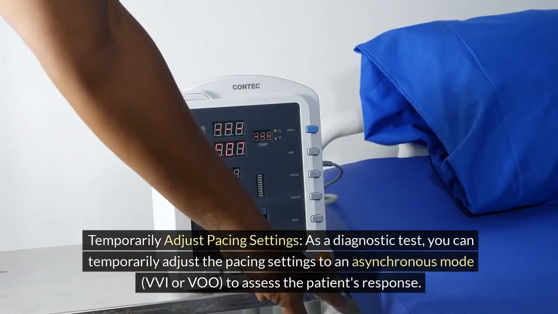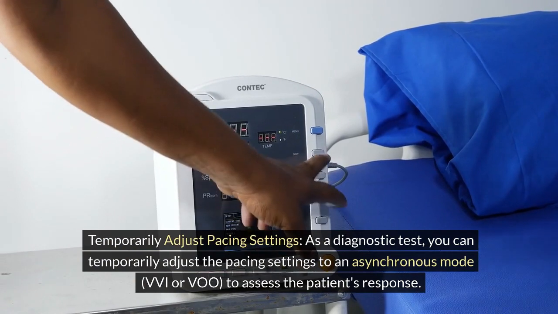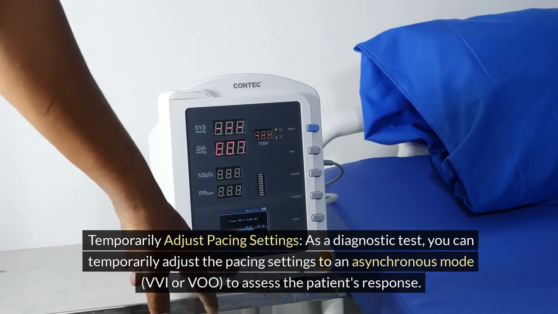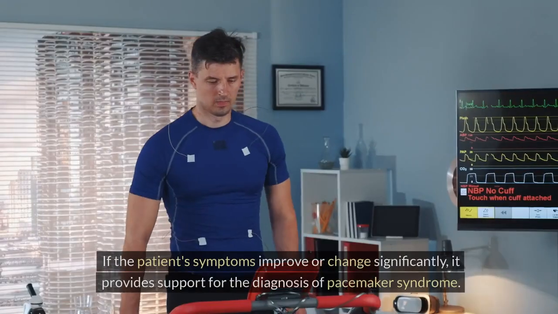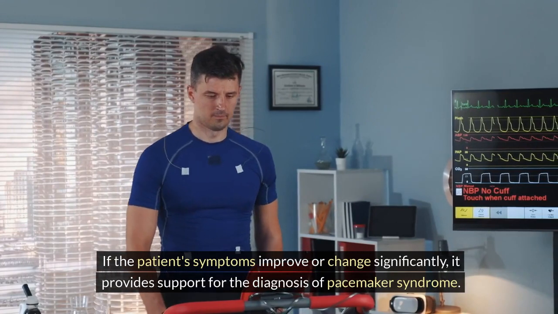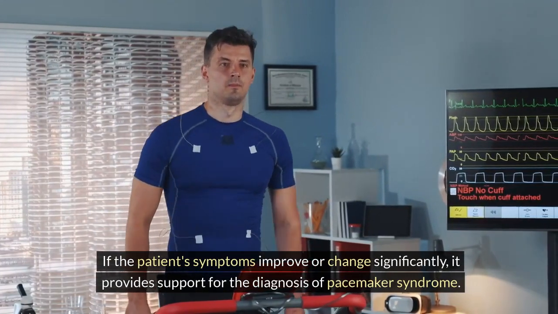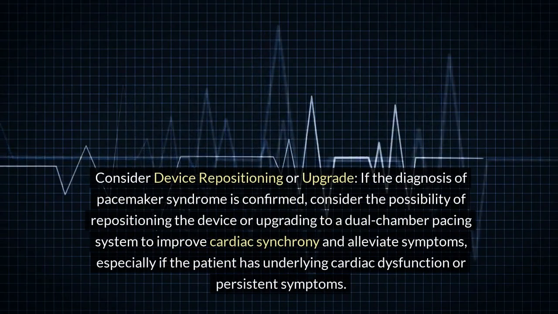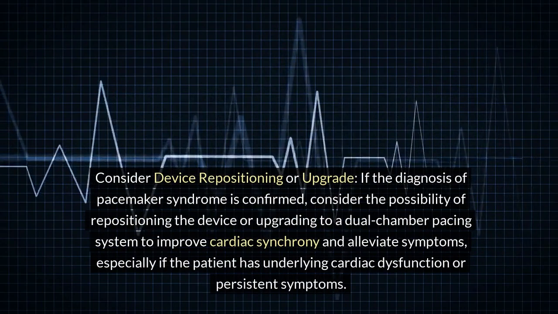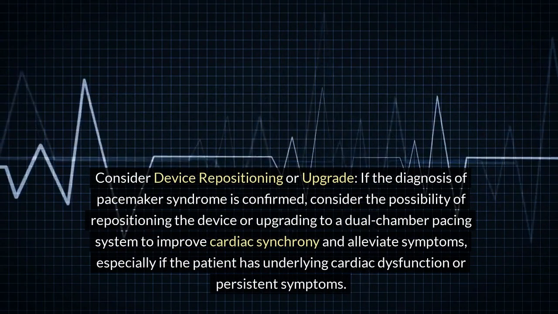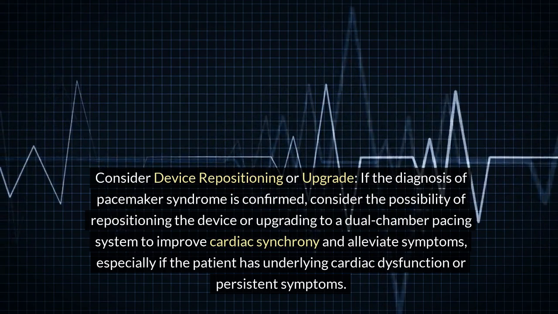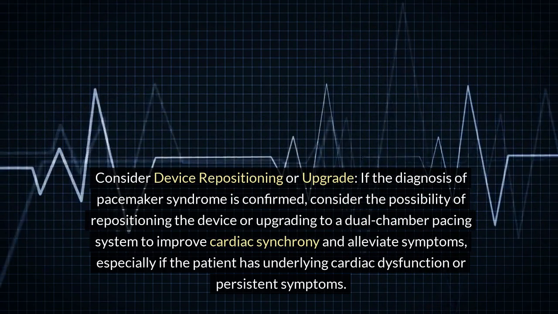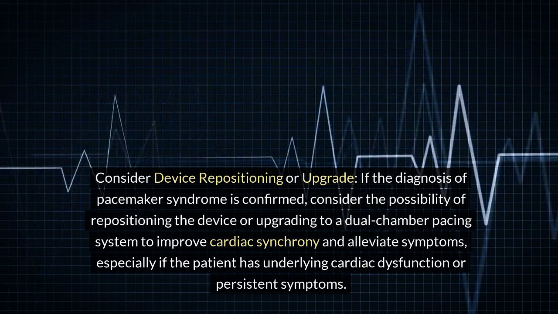Temporarily adjust pacing settings. As a diagnostic test, you can temporarily adjust the pacing settings to an asynchronous mode, VVI or VOO, to assess the patient's response. If the patient's symptoms improve or change significantly, it provides support for the diagnosis of pacemaker syndrome. Consider device repositioning or upgrade. If the diagnosis of pacemaker syndrome is confirmed, consider the possibility of repositioning the device or upgrading to a dual-chamber pacing system to improve cardiac synchrony and alleviate symptoms, especially if the patient has underlying cardiac dysfunction or persistent symptoms.